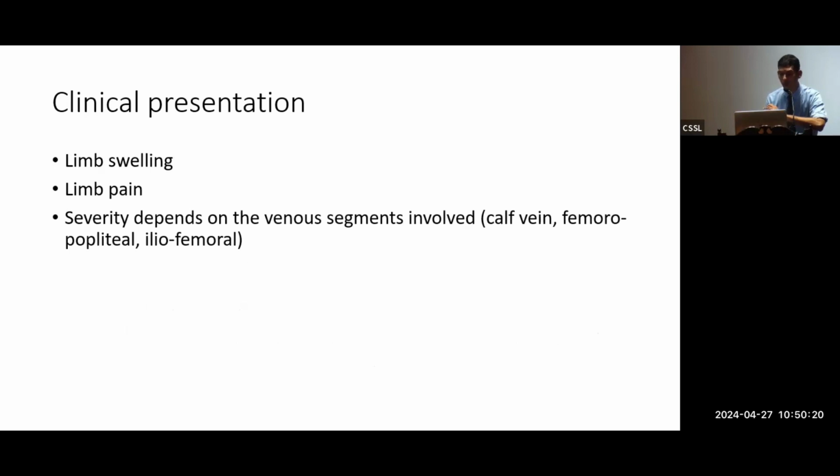So how will a symptomatic patient with deep vein thrombosis present? That is mainly with limb swelling and limb pain. The degree of pain and swelling will depend on the extent of DVT. For example, a patient with iliofemoral DVT is more likely to have a massively swollen limb compared to a patient with femoral or calf vein DVT.